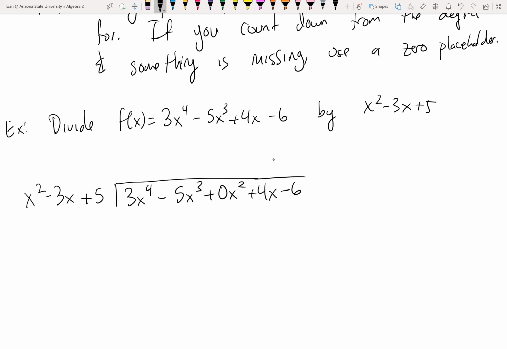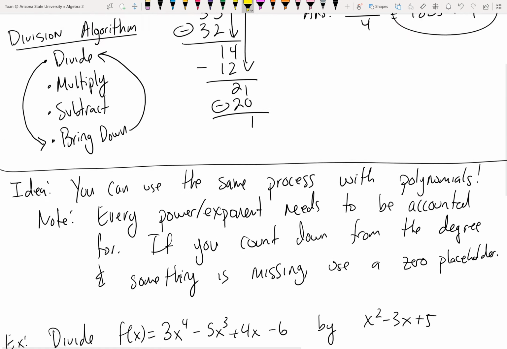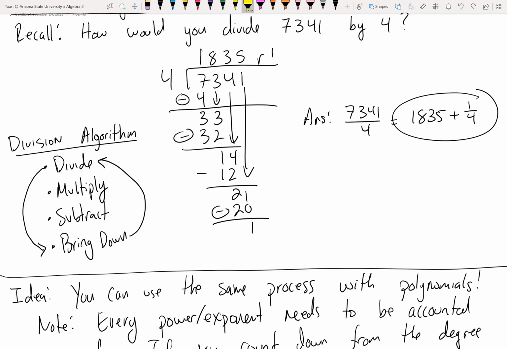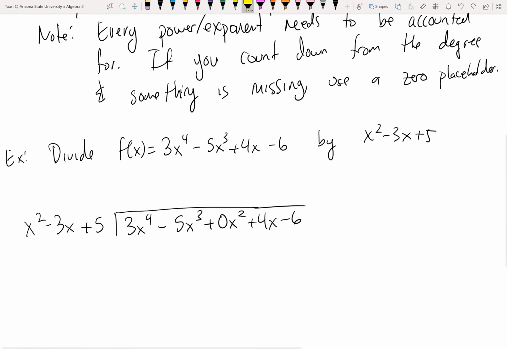So that's the setup. Now what do we do? Now remember how when we did with regular numbers, we didn't go 4 into the whole problem. No. When we divided, we only look at 4 with the 7. And that's sort of the idea. When you divide polynomials, you don't look at the whole problem.